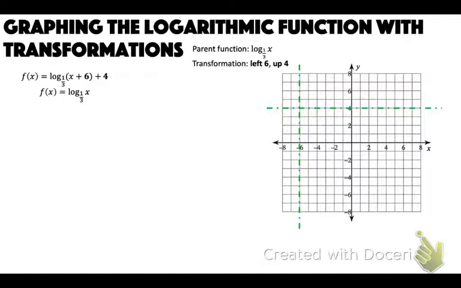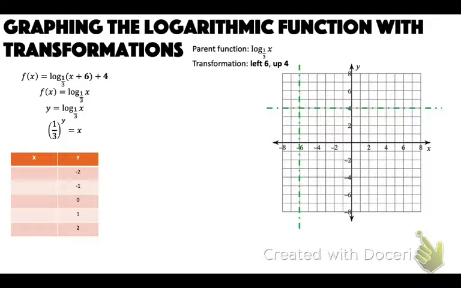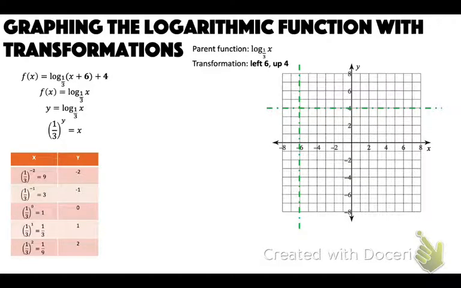So I'm just going to look at the log base 1/3 of x. Switch that to an exponential so we get 1/3 to the y equals x. And then I can plug those all in, and we end up getting 9, 3, 1, 1/3, and 1/9. So then we can graph these from here. So 9, -2, but I'm going to go from this point right here. This is our new origin that we're working from, okay? So 9, -2 is right there. 3, -1, 1, 0, 1/3, 1, and then 1/9, 2.